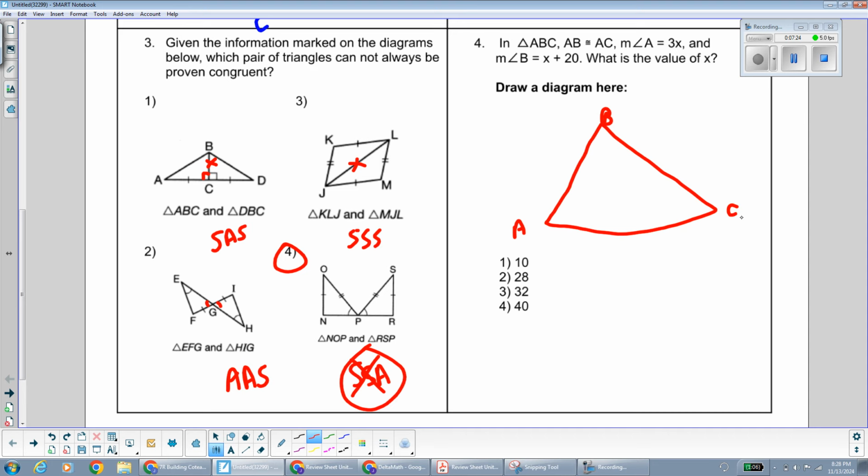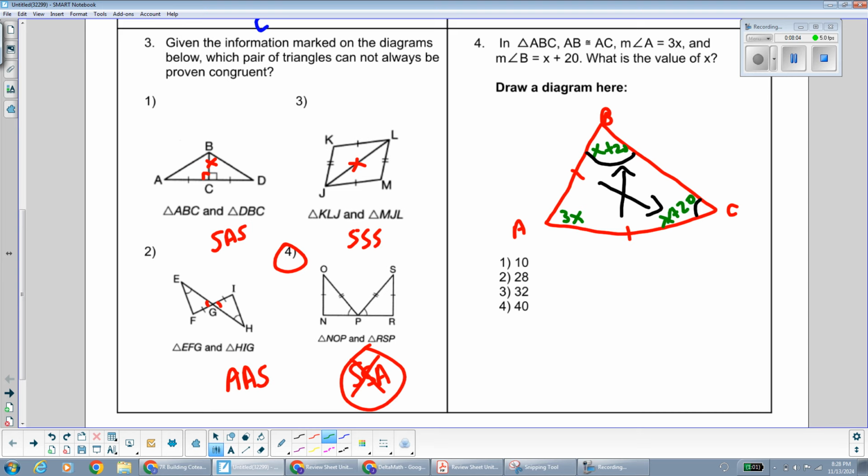It's triangle ABC. AB is congruent to AC. Angle A is 3x, and angle B is x plus 20. When we have a triangle that has two congruent sides, remember the opposite angles are congruent. So here's one side. Here's the angle opposite from it. Here's another side. Here's the angle opposite from it. So these two angles are the congruent ones. So I'll label this one as x plus 20.